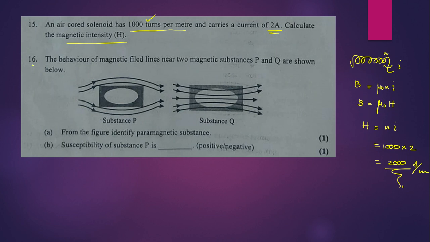So H takes the value 2000 ampere per meter. Then number 16, a good question. The behavior of magnetic field lines near 2 magnetic substances P and Q are shown below. From the figure, identify the paramagnetic substance. The susceptibility for the substance P is positive or negative.